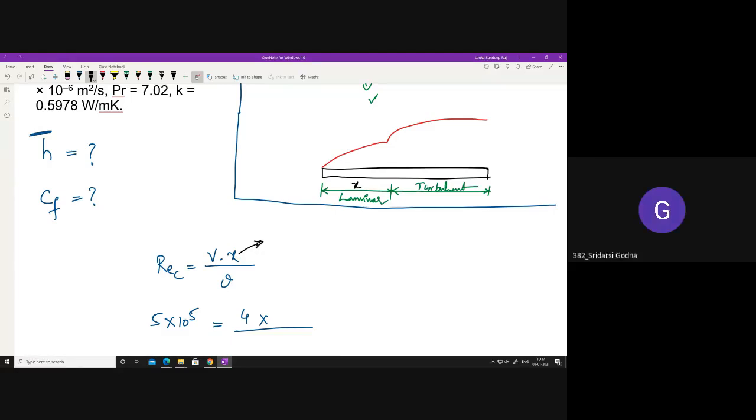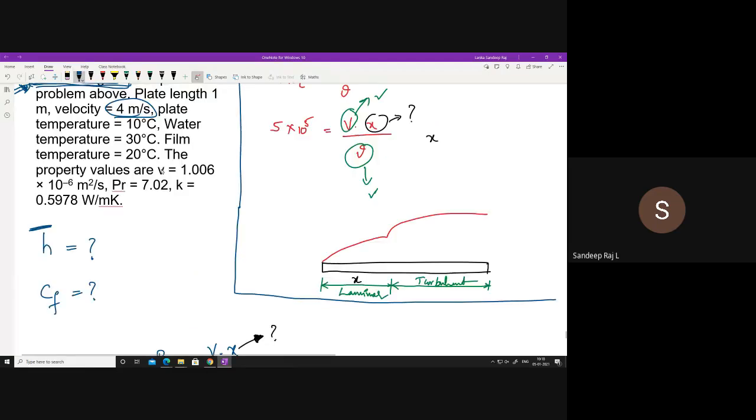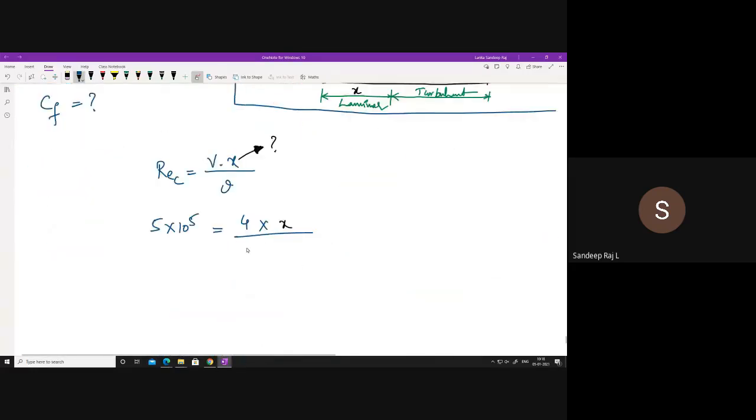This x value is unknown. You are actually finding it out. So you have to get that x value. What is the nu value? Nu value is given in the question here. It is 1.006 into 10 to the power of minus 6. Tell me what is this x value?